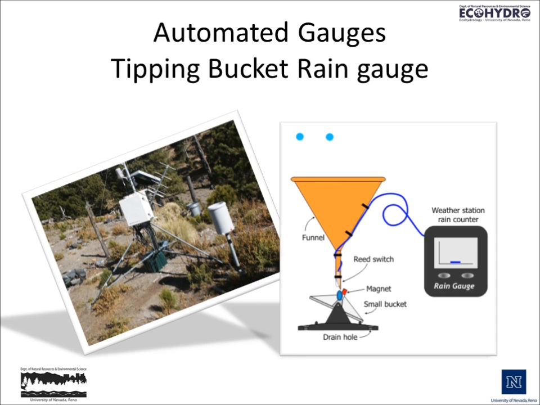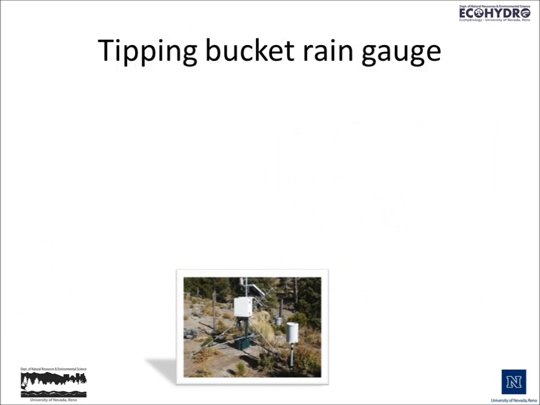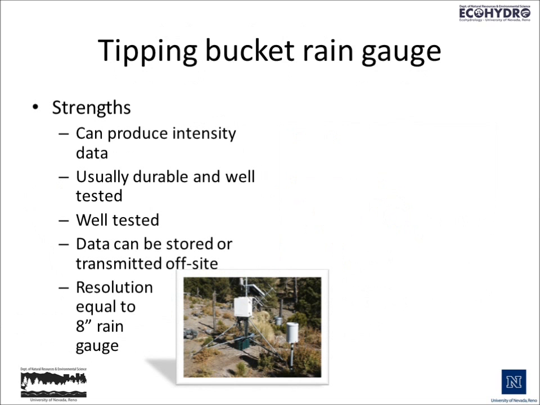In most cases, the resolution of the tipping bucket rain gauge is about 0.01, or 1/100th of an inch of rainfall. Some of the strengths of the tipping bucket rain gauge, and these are widely used throughout the United States, is that it can produce intensity data. It's usually durable and very well tested. The data can be stored or transmitted off-site when we have an automated station like the one pictured here. And the resolution is equal to or better than an 8-inch rain gauge.